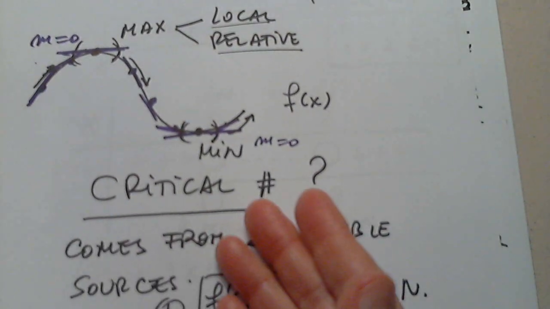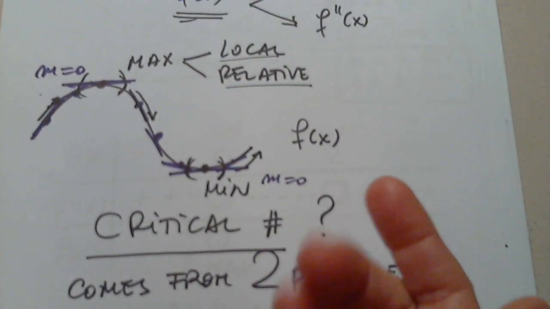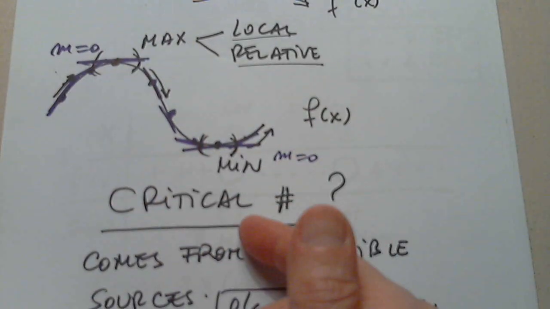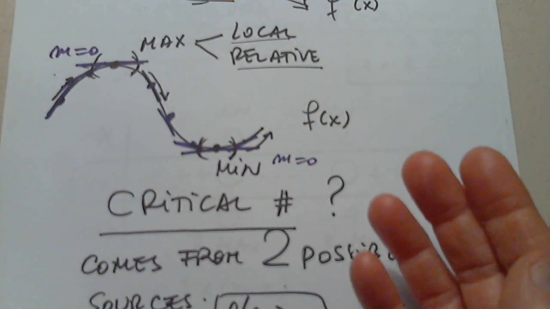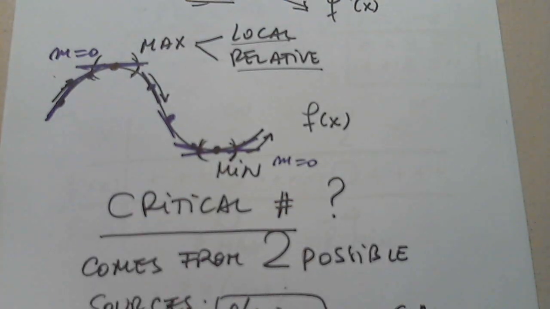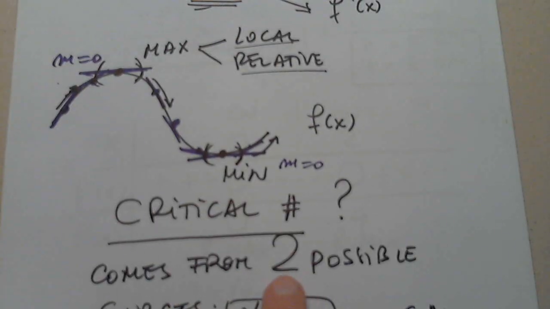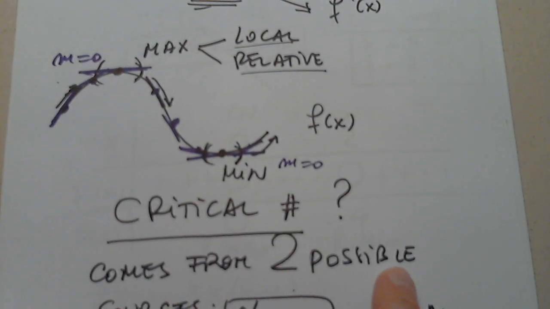So I find critical numbers in order to check whether the function has max min. If it has critical numbers, there is a chance. If it doesn't have critical numbers, no chance for max min. But I have to check for any function, I have to check two possible sources.